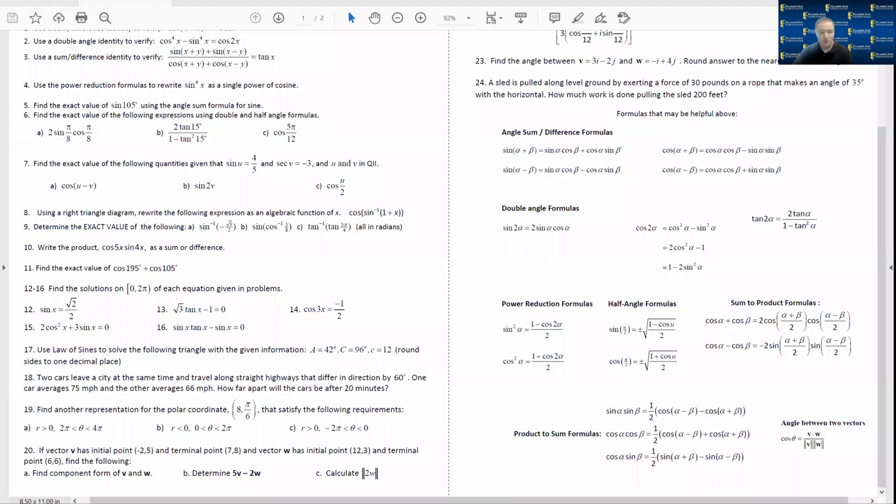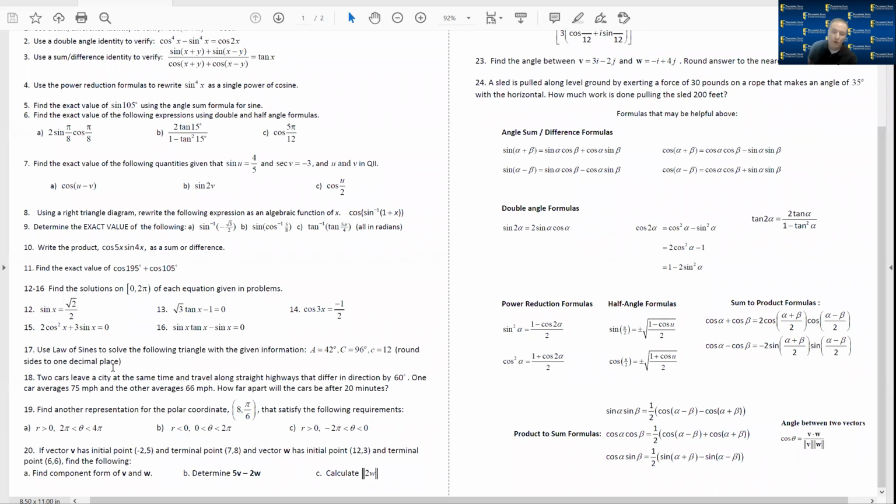We move to chapter 6 problems, and the first topic in chapter 6 was the law of sines. In 17, I asked you to use the law of sines to solve the following triangle with the given information. So I give you angle A is 42, angle C is 96, side C is 12. And I ask you to round sides to 1 decimal place.